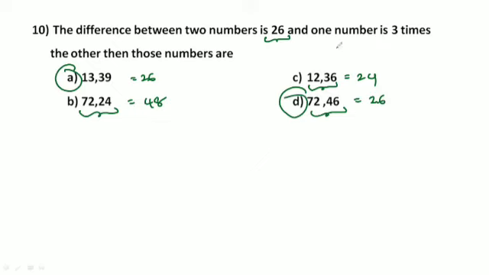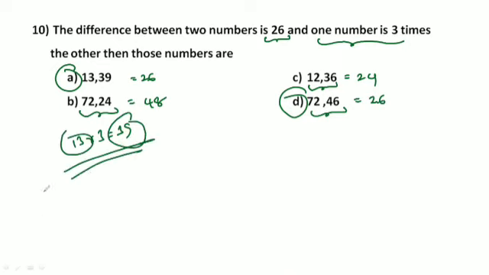So one more thing, children, the next strategy is that one number is 3 times the other. If you see option D, 46 and 72, 72 is not 3 times 46. We can understand that easily. Whereas coming to 13 and 39, 13 3s are 39, isn't it? So 39 is 3 times 13. So option A is satisfying: their difference is 26, and 39 is 3 times 13. So option A would be the correct option.